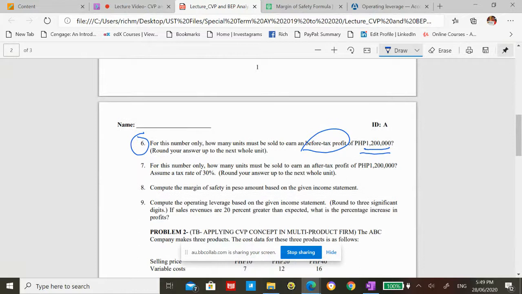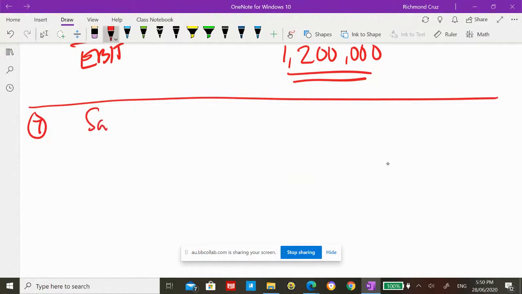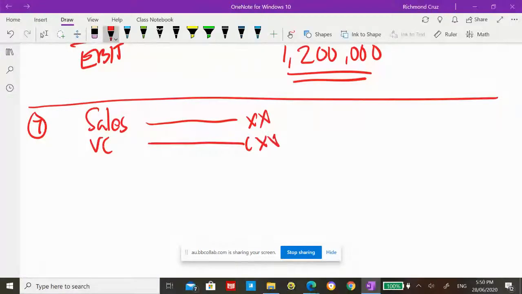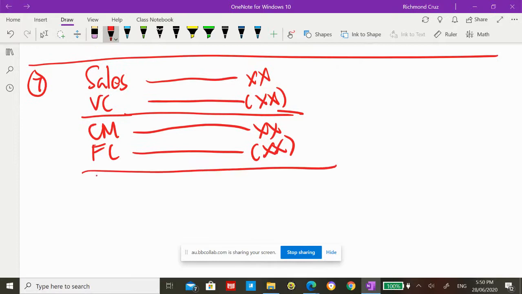So, number 7. For this number only, how many units must be sold to earn an after-tax profit of 1,200,000? Take note, the difference is that the first one was before tax. This time, this is after tax. So, how do we compute the after-tax profit? We have sales, then we subtract variable cost, then we have the contribution margin. Then we have fixed cost, which we subtract, so this will be our EBIT.